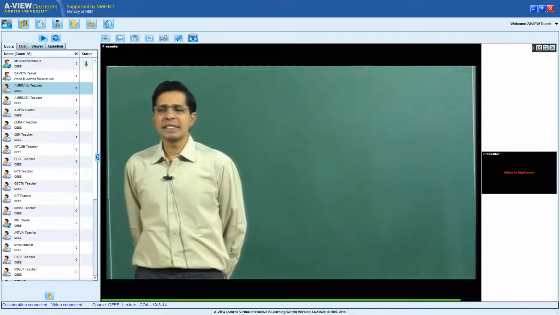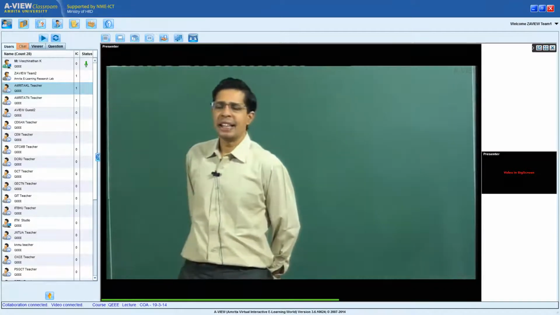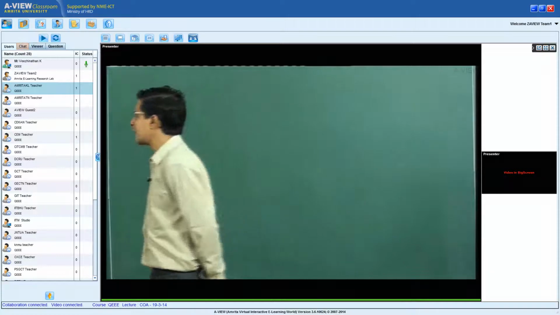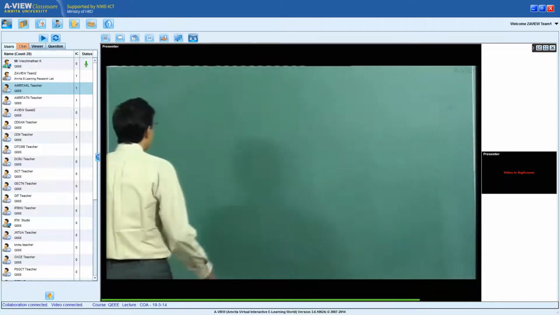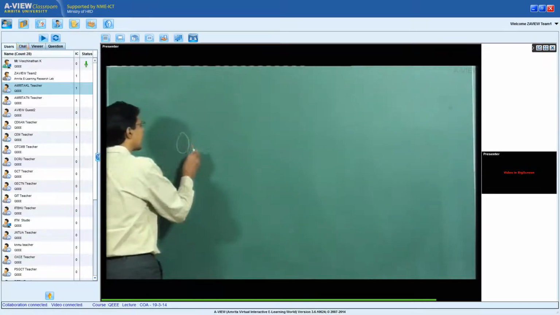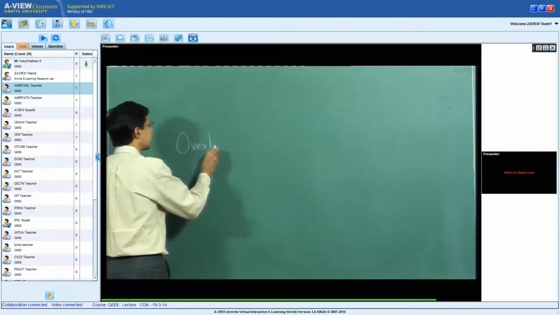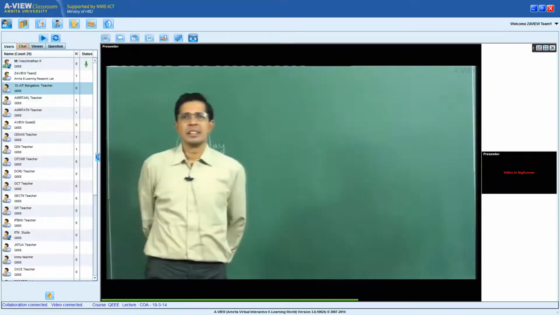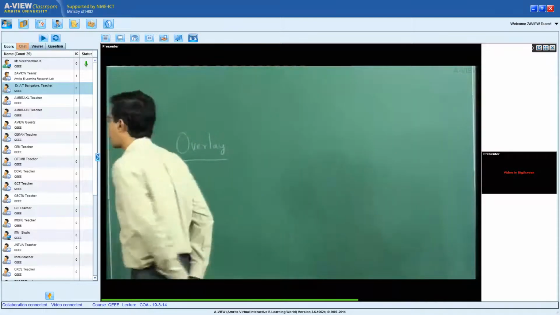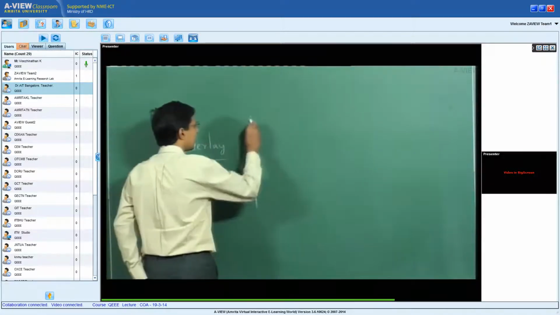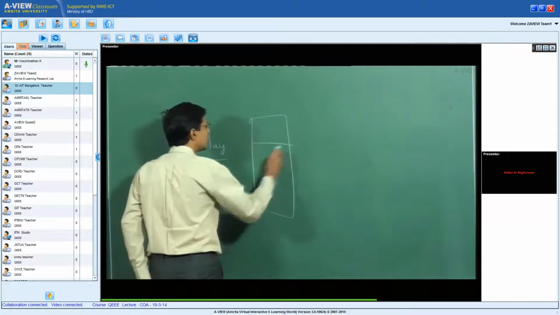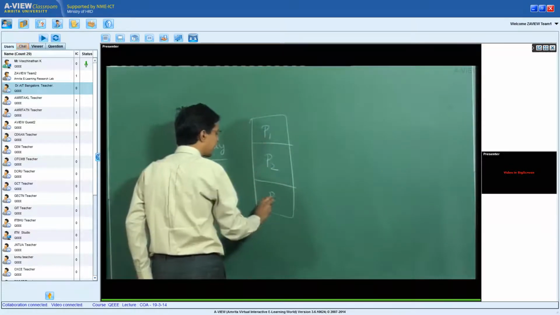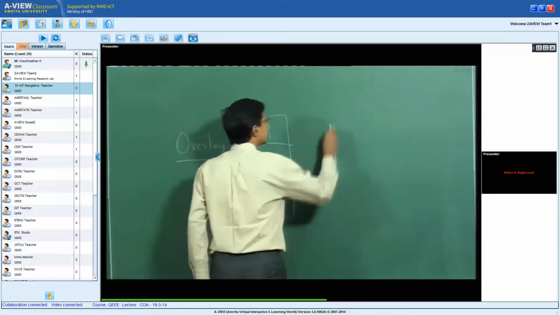In olden days, say in the late 80s and early 90s, this was done by the compiler and that technique was called overlay. What is overlaying? The compiler basically takes a large program and splits it up into chunks. Let me call them part 1, part 2 and part 3, and this is the RAM.